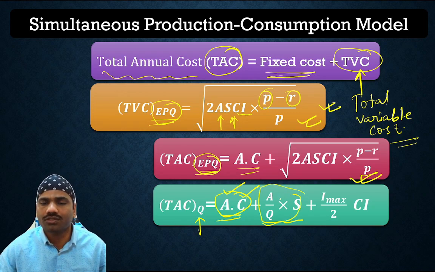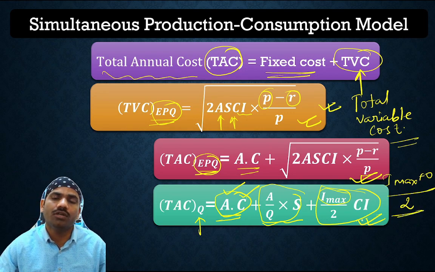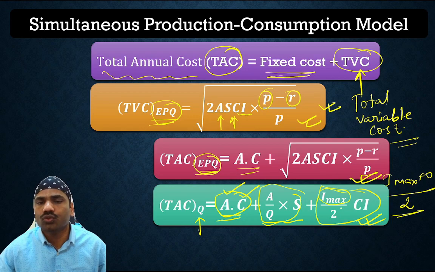In the earlier model we had ordering cost; like that we have setup cost here, and then we have inventory carrying cost. Because maximum inventory is I max and minimum inventory is 0, we can find the average inventory by I max plus 0 by 2, and this will give you the inventory carrying cost. So we can find total annual cost and total variable cost in both the models.